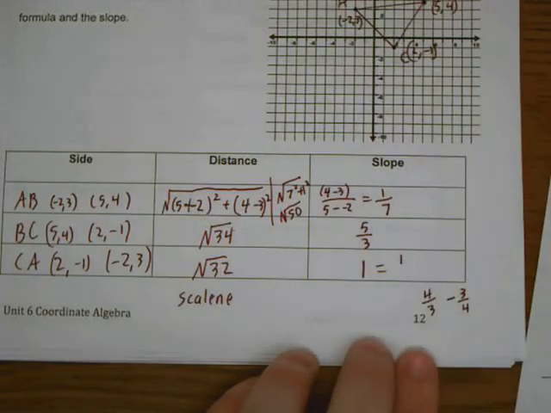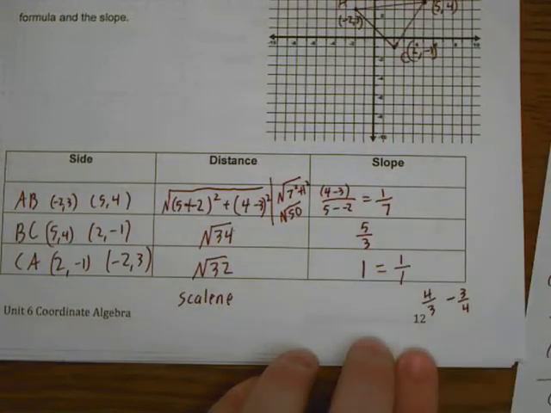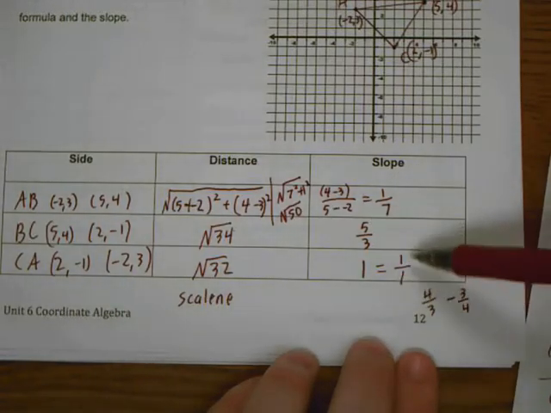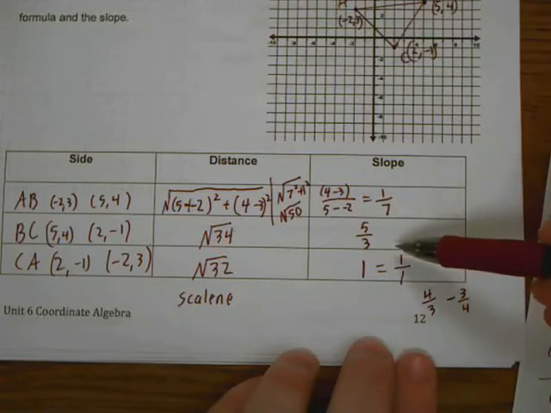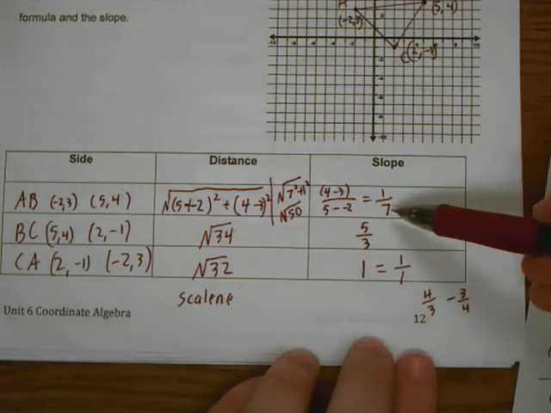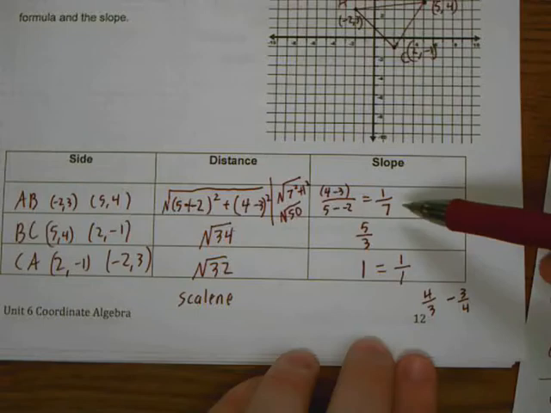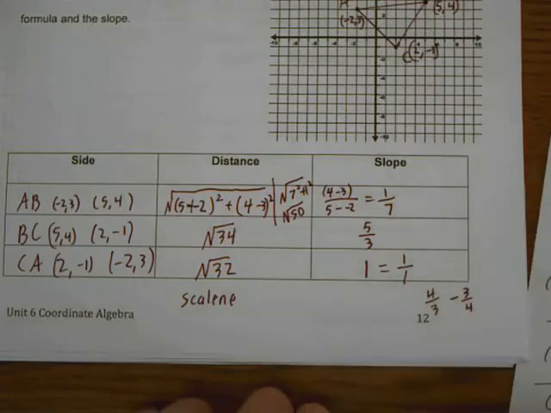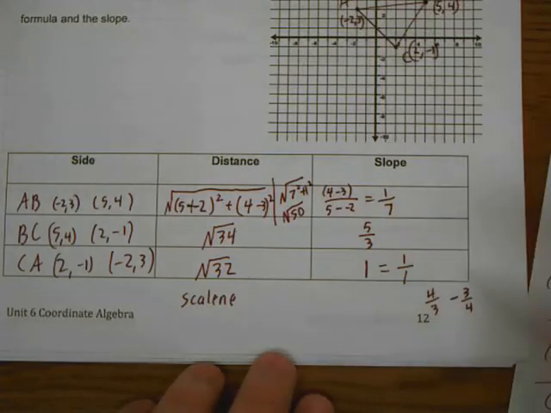One thing that's helpful is if we have any whole numbers, to go ahead and write them as a fraction. So 1 is the same thing as 1 over 1. Now if I look at 1/7, 5/3, and 1 over 1, I don't have any that are flipped. If I did have any that were flipped from each other, then I would want to make sure that one was positive and one was negative. If that was the case, we would say that it is a right triangle.